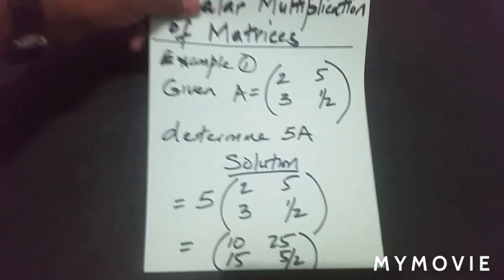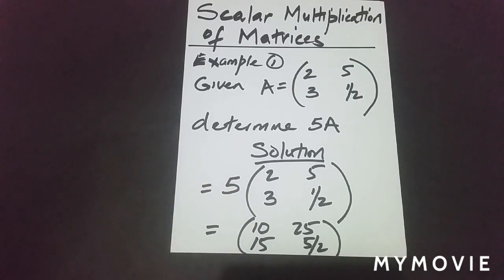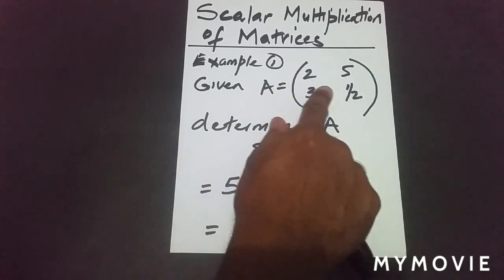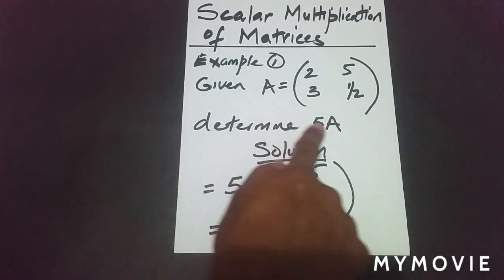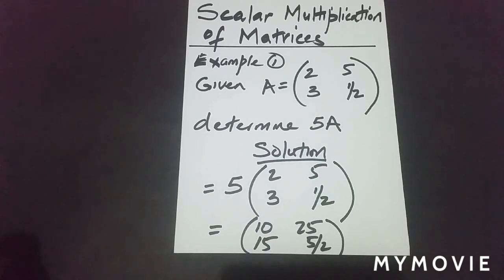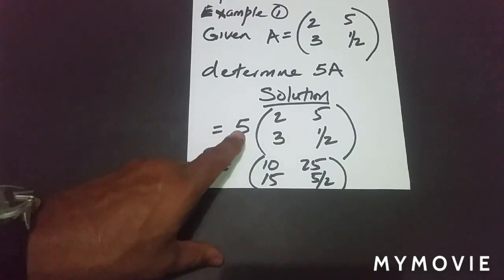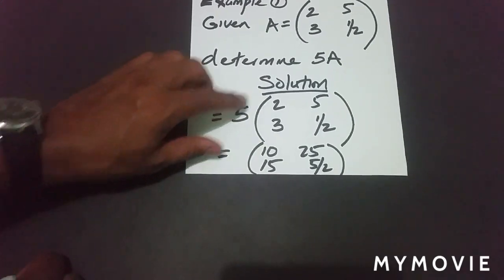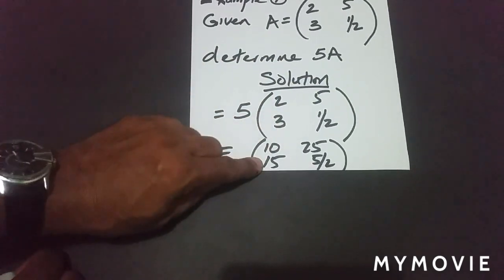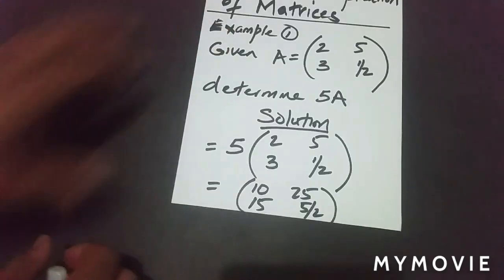Quickly review. Scalar multiplication of matrices simply means you're multiplying a matrix by a number. So if we have matrix A here with these elements, this is a 2 by 2 matrix and it has elements 2, 5, 3, a half, and we're asked to determine 5A, it means we're multiplying matrix A by 5. How we go about doing that is that we multiply each of these elements by 5. And when we do that, 5 times 2 is 10, 5 times 5 is 25, 5 times 3 is 15, and 5 times a half is 5 over 2, or 2.5.